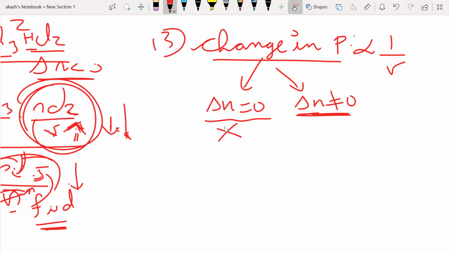Okay, so if I have this reaction N2 plus 3H2 giving 2 ammonia, and I say that I increase the pressure, which side will the reaction move? Tell me.